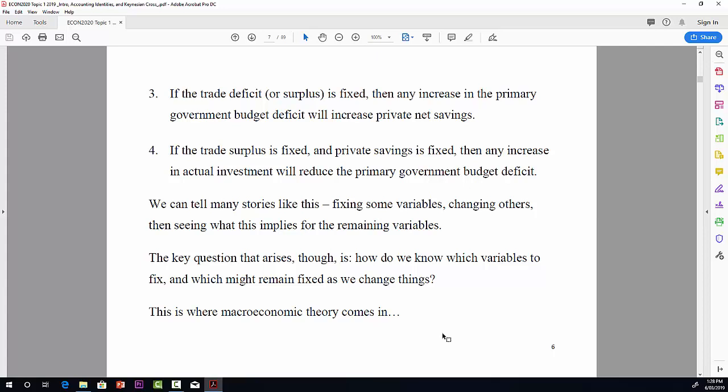So, but which one is right? We told 4 different stories here, but which one is the relevant story? How do we know which variables to fix and which to remain, which we can change to change things? So in order to answer that question, we really need to have a theory of causation. What causes what? And this is really where macroeconomic theory comes in.